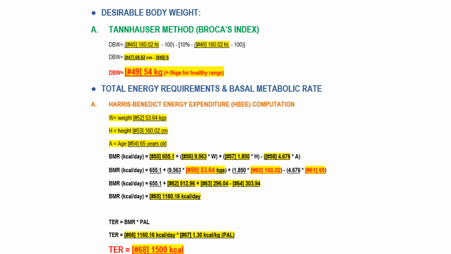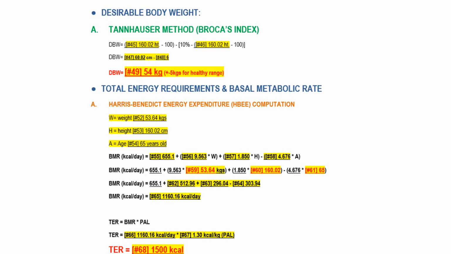In TER, we have the Harris-Benedict energy expenditure computation, where the formula is BMR equals 655.1 plus 9.563 times weight plus 1.850 times height, then minus 4.676 times age. By using this formula, since our patient is female, for her weight we use the actual weight, which is determined by her profession, as she's a teacher. Then we start computing her TER using HBEE.